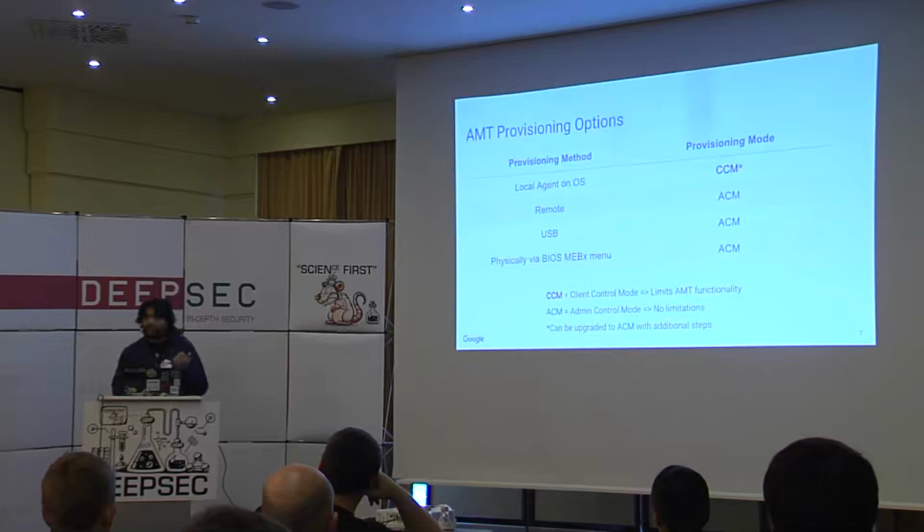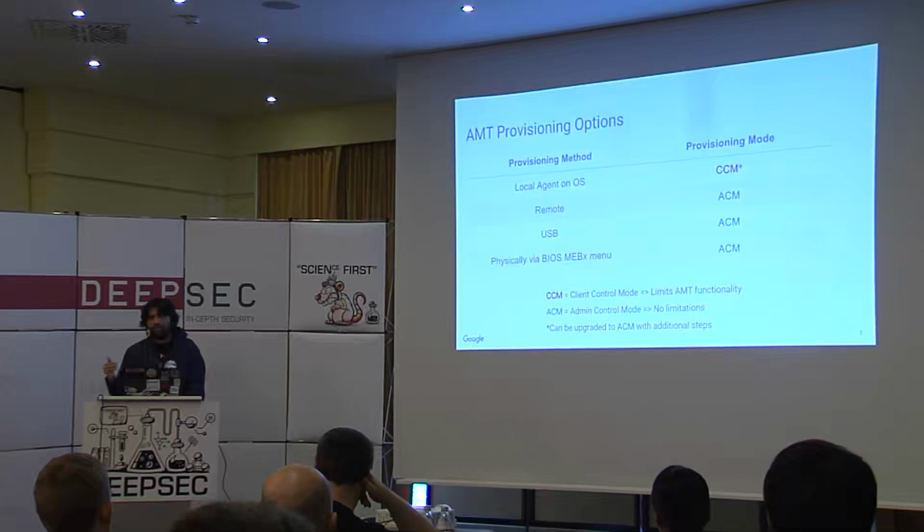So number 1, local agent on OS. This requires you to have AMT software installed and running as root or admin. Easy if you have Windows, there's Windows tools out there. If you have Linux, you write your own custom tool. Again, it needs to have admin privileges in order to talk to the ME interface, which is how you'd communicate with the Intel ME. This method, local agent, will put you in client controlled mode, which will give you limited AMT functionality. You can carry out additional steps to transition to admin control mode, which is when you have full functionality, which is when you can use Sierra, for example.